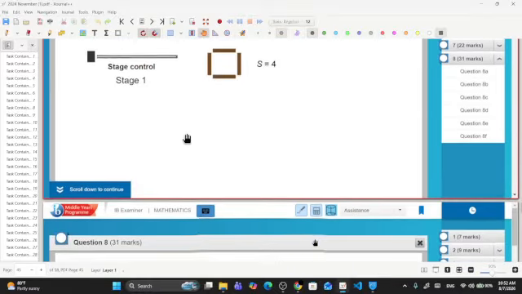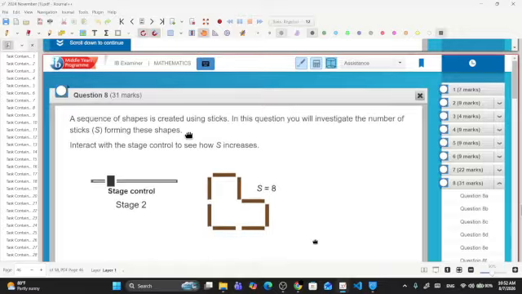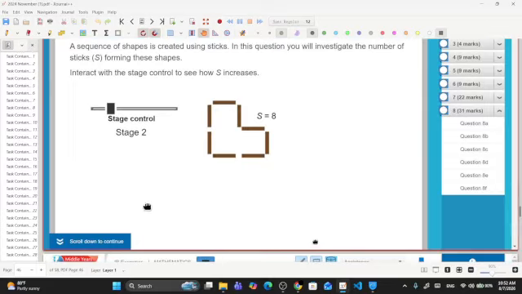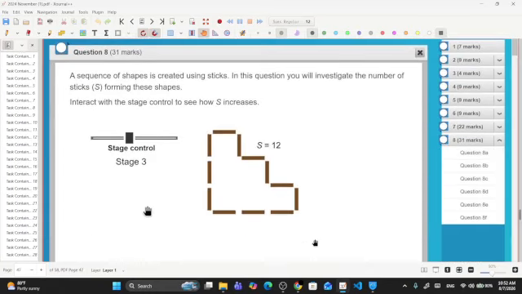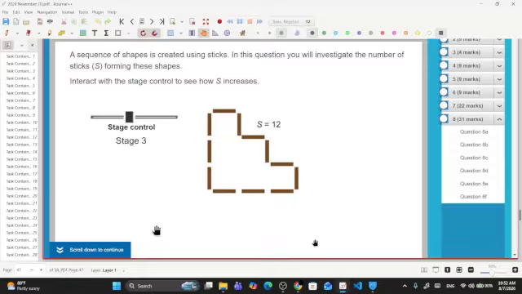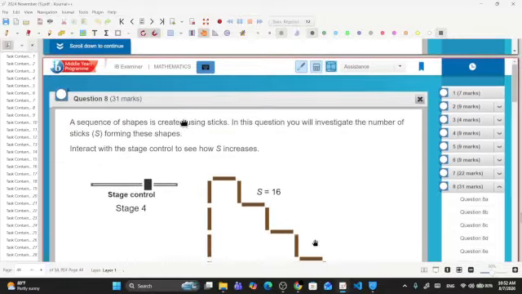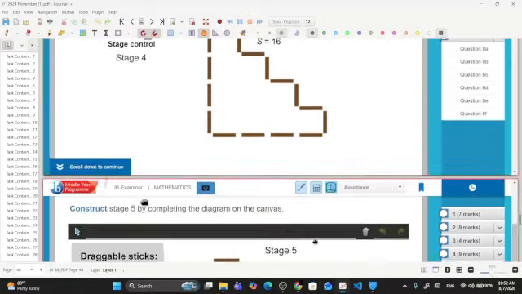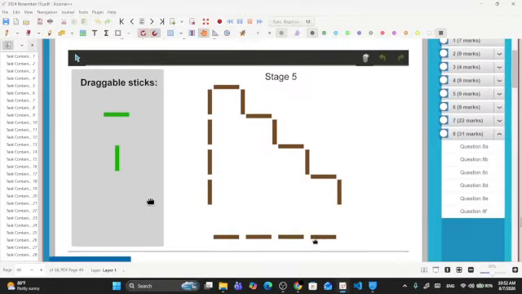Alright? And at stage 2, we have S being equal to 8. Stage 3, S equals 12. And stage 4, S equals 16. And this is stage 5.